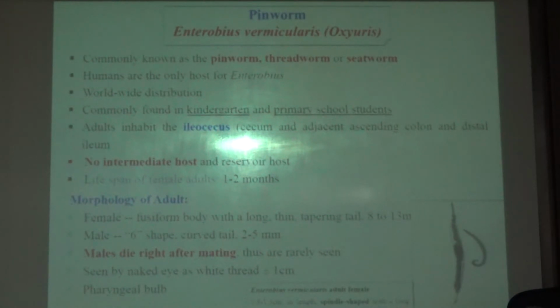Now coming to pinworm, Enterobius vermicularis. It is important from one aspect. I will tell you what is that aspect. Commonly known as pinworm, threadworm or seatworm, humans are the only host for Enterobius, common in kindergarten and primary school students. No intermediate host and reservoir host. Male die after mating female, and those are rarely seen. It can be seen with naked eyes also.